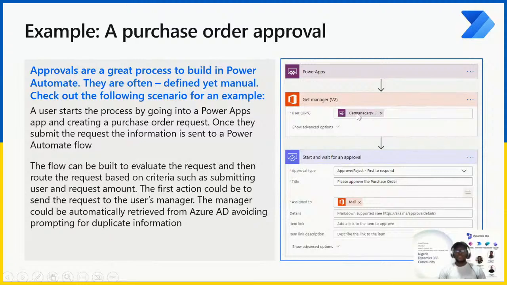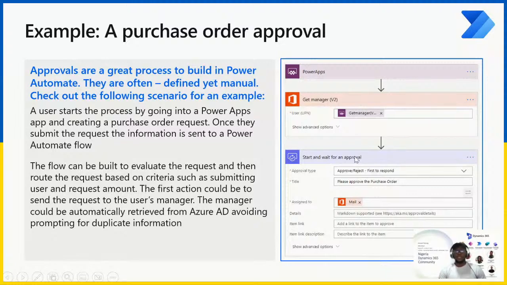But in this case, we are using dynamic content. So that's why you'd see that this dynamic content has a Power Apps icon. After the user who triggered the flow, his manager is retrieved at this point, connecting to Office 365, which is looking through the AD. Now here we have to start and wait for an approval.